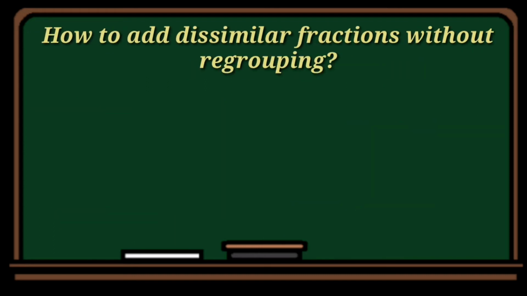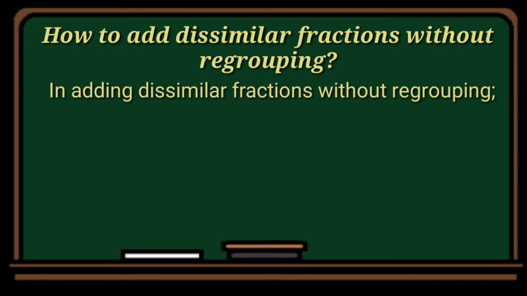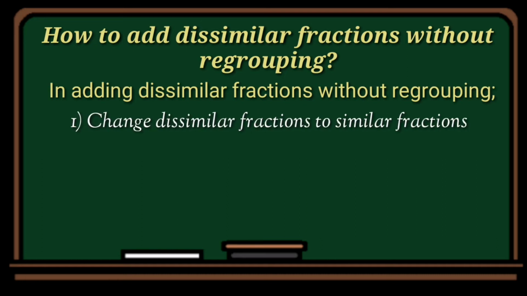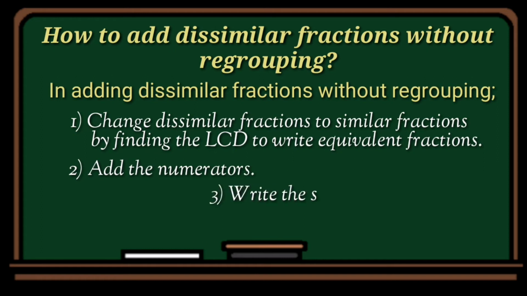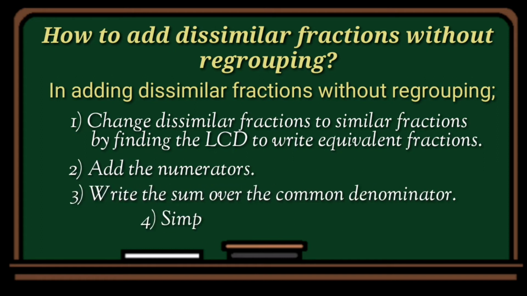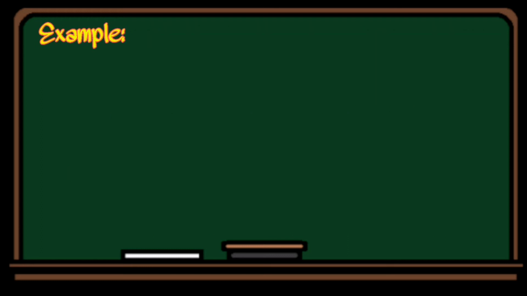In our previous example, you were taught how to add dissimilar fractions. In adding dissimilar fractions, you have just to convert the dissimilar fractions to similar fractions before performing addition. The same applies for subtraction. All you have to do is to make the fractions similar before doing the operation. Let's take a look at the given example. This is subtraction of dissimilar fractions without regrouping.